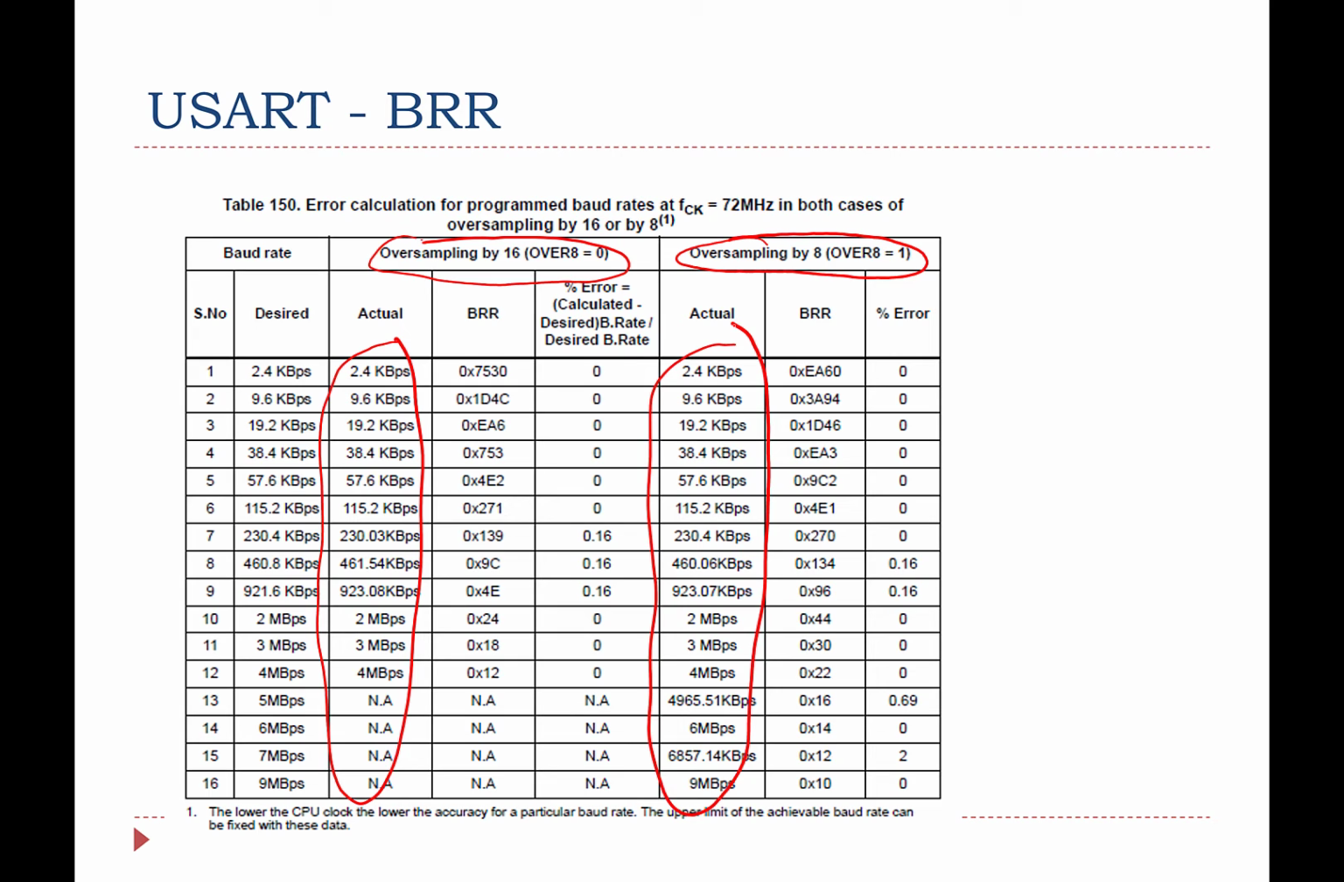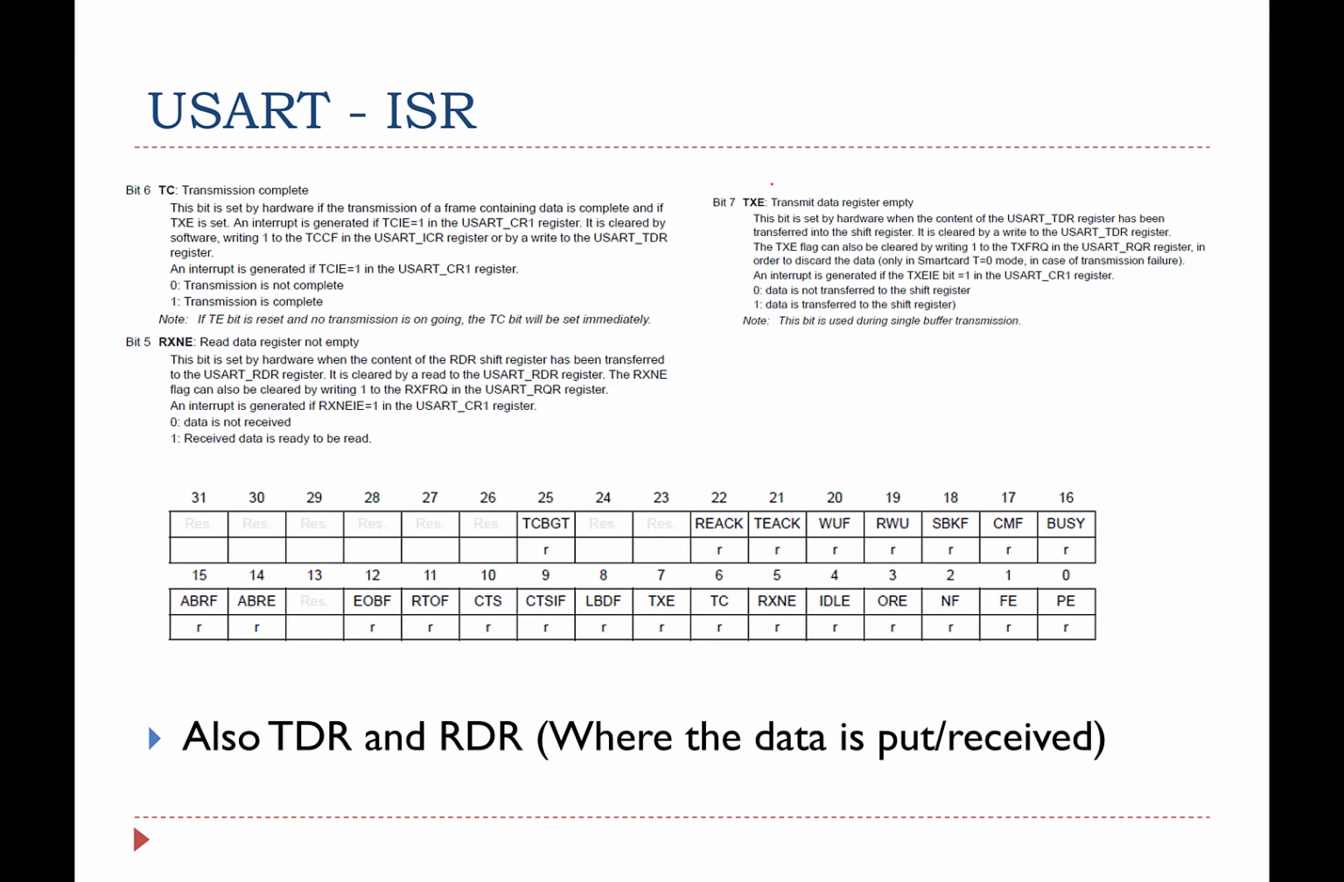And if you want those particular baud rates, what do you need to set the BRR register to? Now, please be aware, this is assuming the clock rate is 72 megahertz here. So obviously if you change it from that, then you would get different baud rates. But anyways, this is an important slide just to see how you would get the particular baud rate that you want, and what you would have to set the baud rate register to, depending on the oversampling choice that you make.